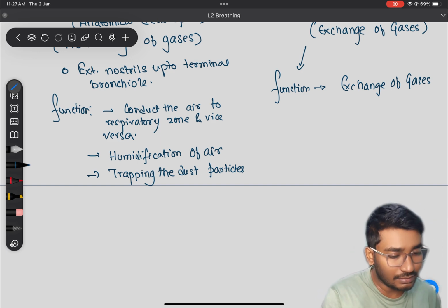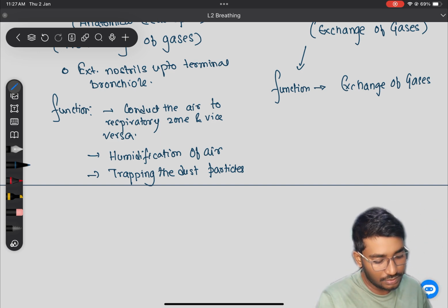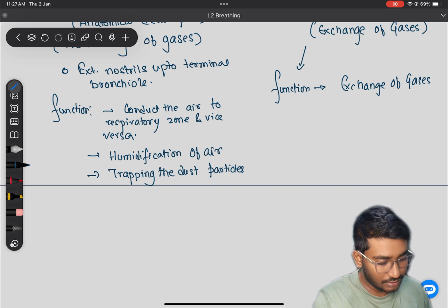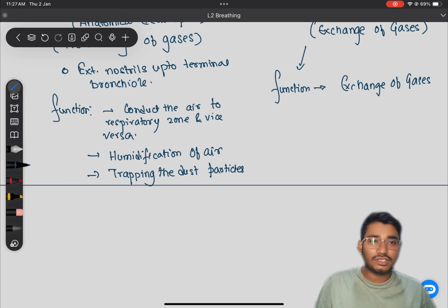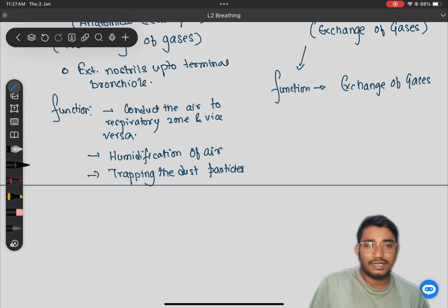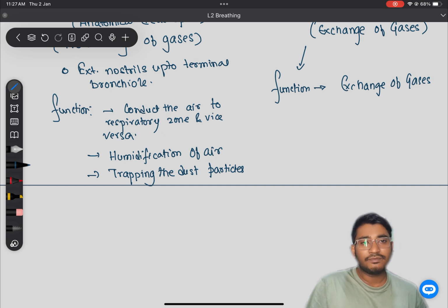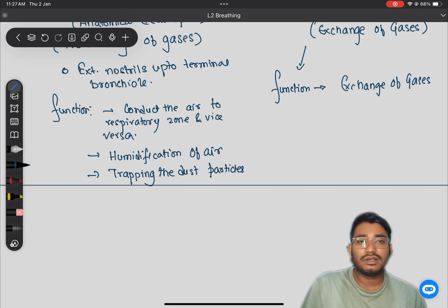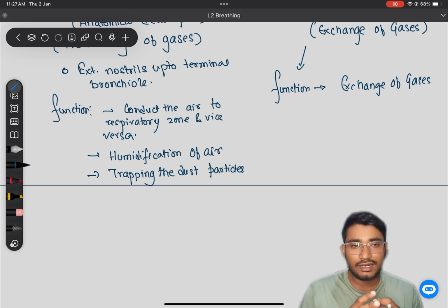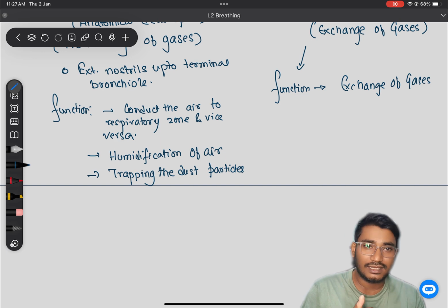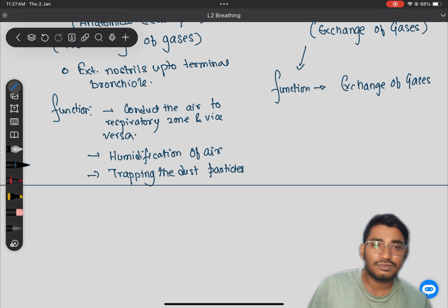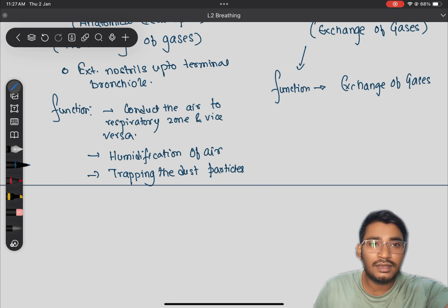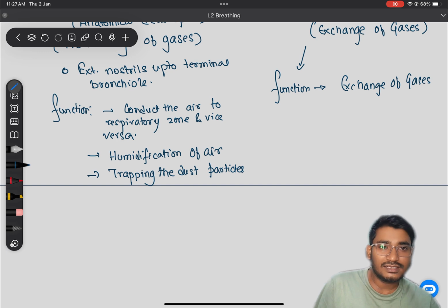Now we come to the thoracic chamber. Thoracic chamber is a chamber where the lungs are situated. It is also called the mediastinal spaces. Mediastinal spaces are the spaces where the heart is also situated. Mediastinal spaces are those spaces where the heart is.